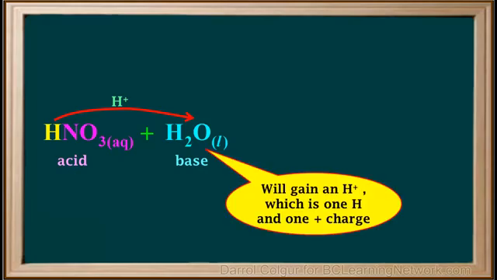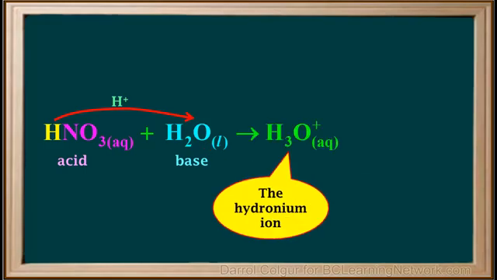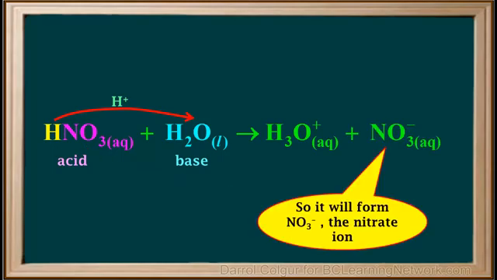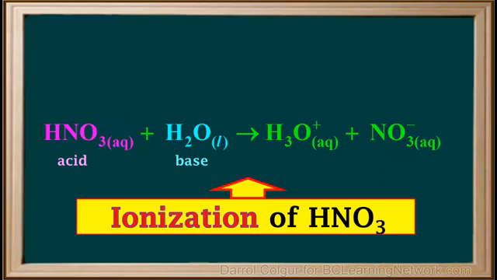So this means that water will gain an H+, which is one H and one positive charge. Adding an H and one positive charge to water gives us H3O+, the hydronium ion. The acid HNO3 has lost one H+, which means it has lost one H and one positive charge. We remove the H atom from HNO3, giving us NO3, and taking away one positive charge is the same as adding one negative charge. So we have NO3-, the nitrate ion. Both of the new ions formed are aqueous. So this is the equation for the ionization of HNO3. HNO3 is the acid on the left side, and water is the base on the left side.